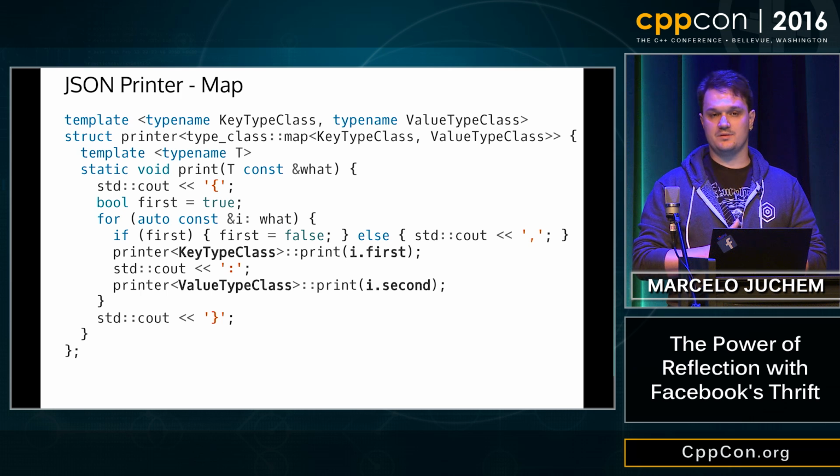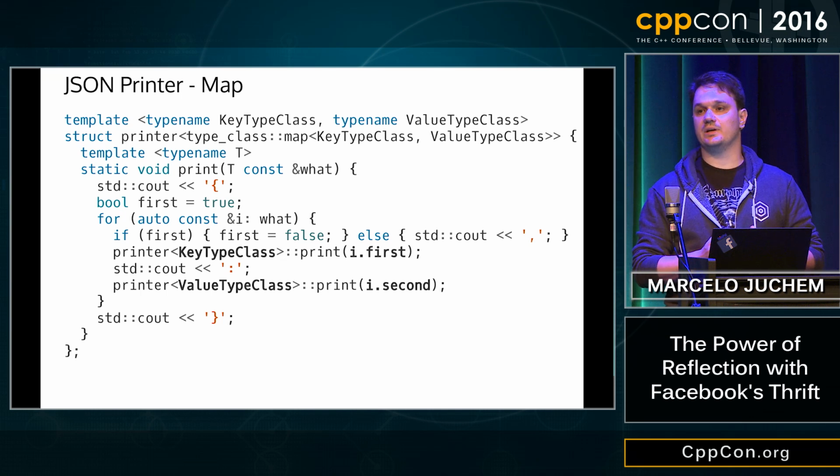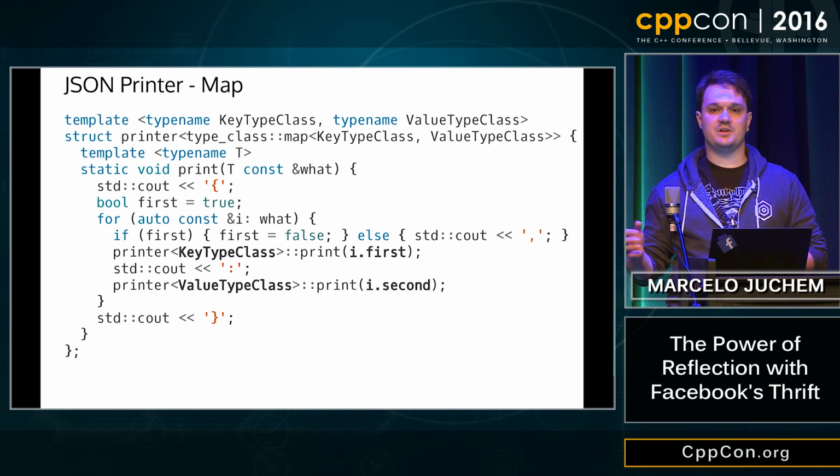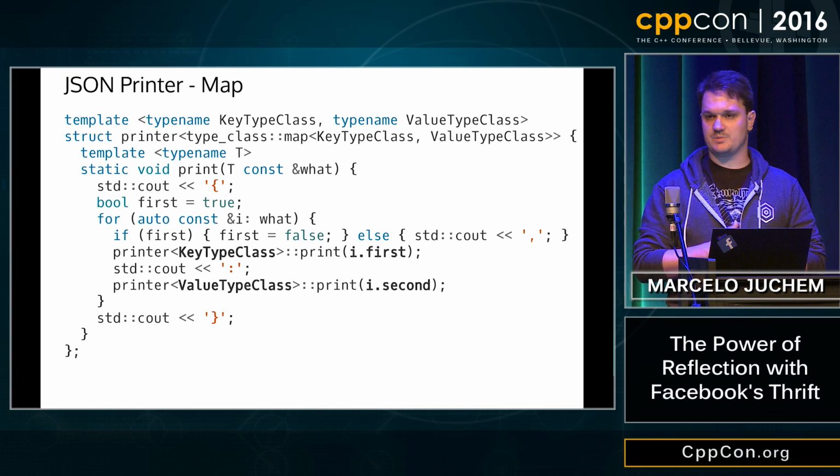Please note that by using the specialization here for printer, you can write the specialization for each type class independent of each other. You don't need to change the implementation of int to support a new type. You just add a new specialization and you're done. So the advantage of that is that you can even specialize in different headers.